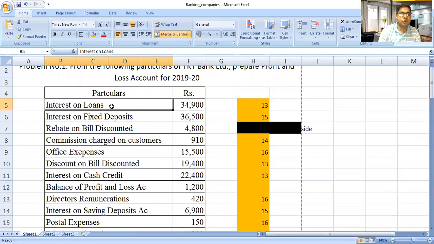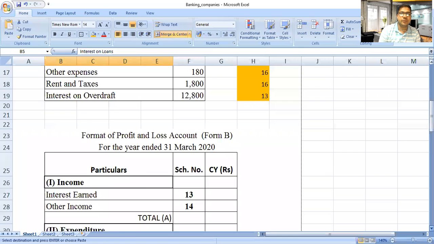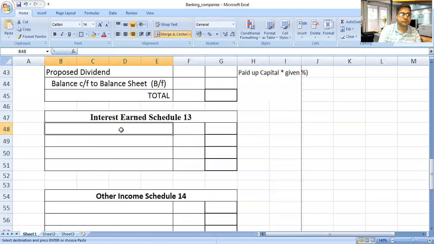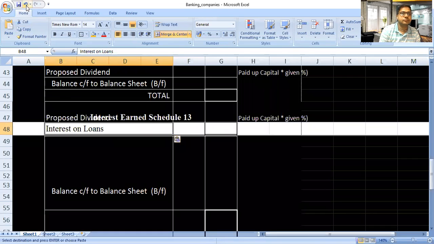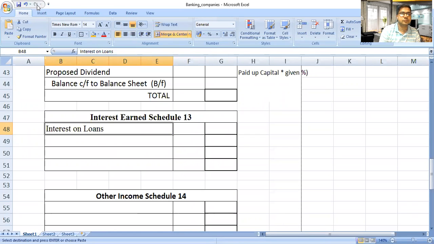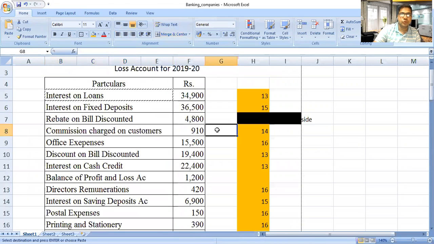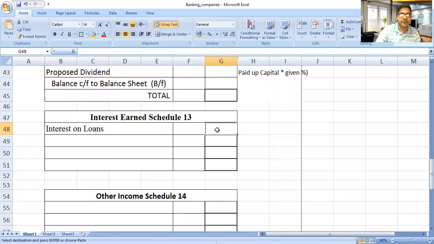First item, interest on loan, 34,900. This item we have to show. Schedule number 13 that we have to show. Amount is 34,900.